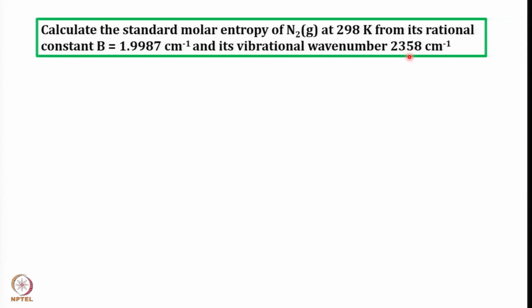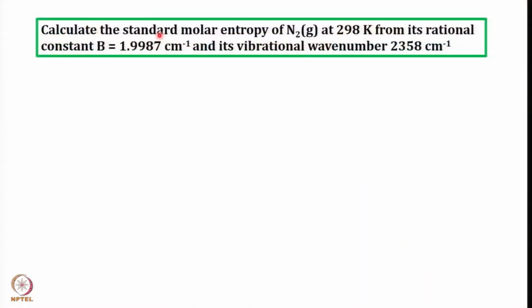The problem that we discussed in the previous lecture was based upon moment of inertia. Remember B is equal to h cross by 4 pi c I. So, if I know the moment of inertia, I can get the rotational constant. And towards the vibration side, there we talked about frequency, and here we are talking about the wave number. So, h nu is equal to hc nu bar. So, these should be easily interconvertible.